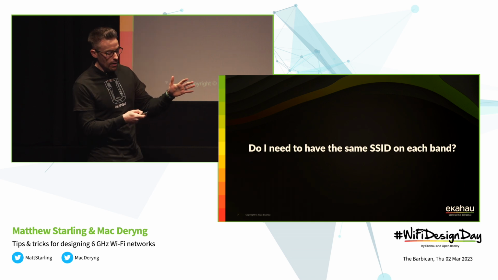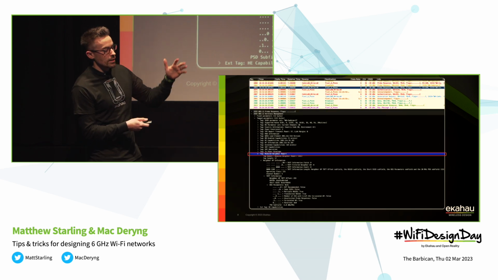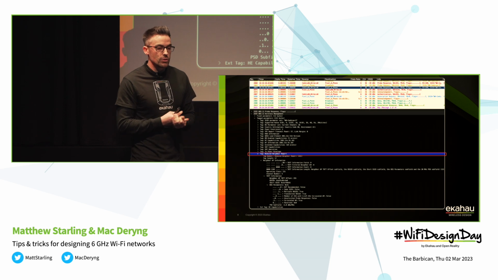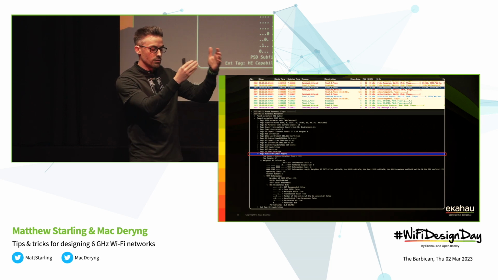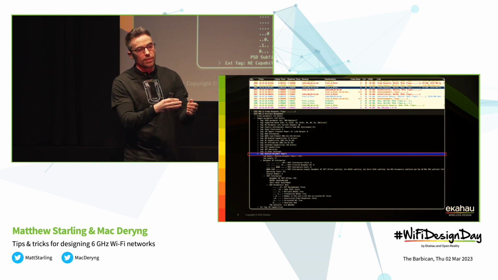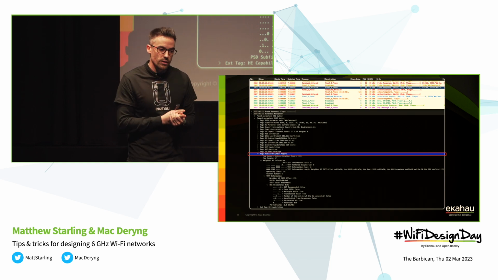So we wanted to test it out. We have a 6 gigahertz capable access point that we were using, but we did configure single band SSIDs. So one SSID on 2.4, one SSID on 5 gigahertz, and then one SSID on 6 gigahertz as well.